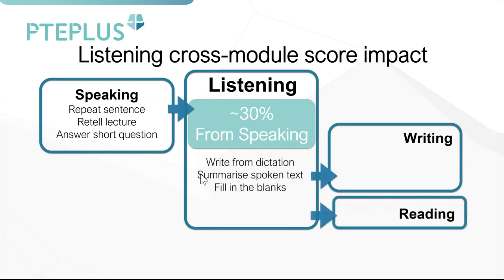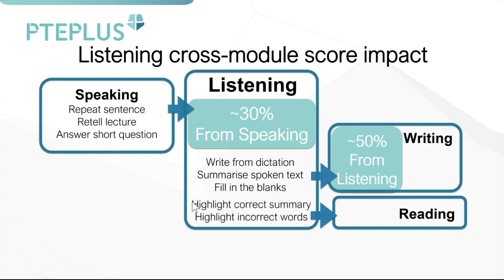So, write from dictation, summarize spoken text, and fill in the blanks. As you saw before, these are worth the most number of marks in listening, and at the same time, they add to about 50% of your writing score, which is a very significant amount. So these question types have quite a bit of influence in determining whether or not you achieve your target score in writing in the end as well.